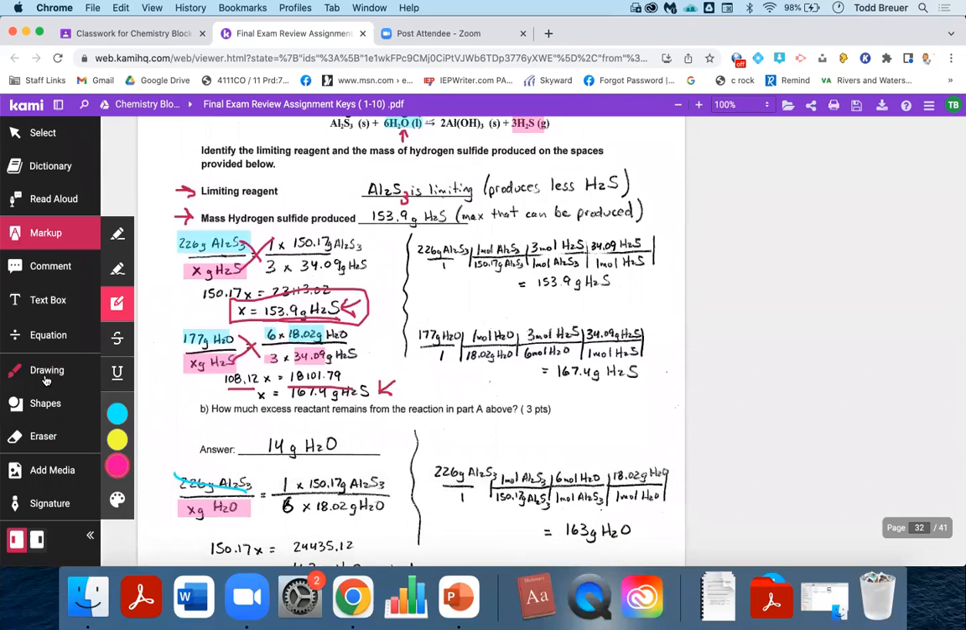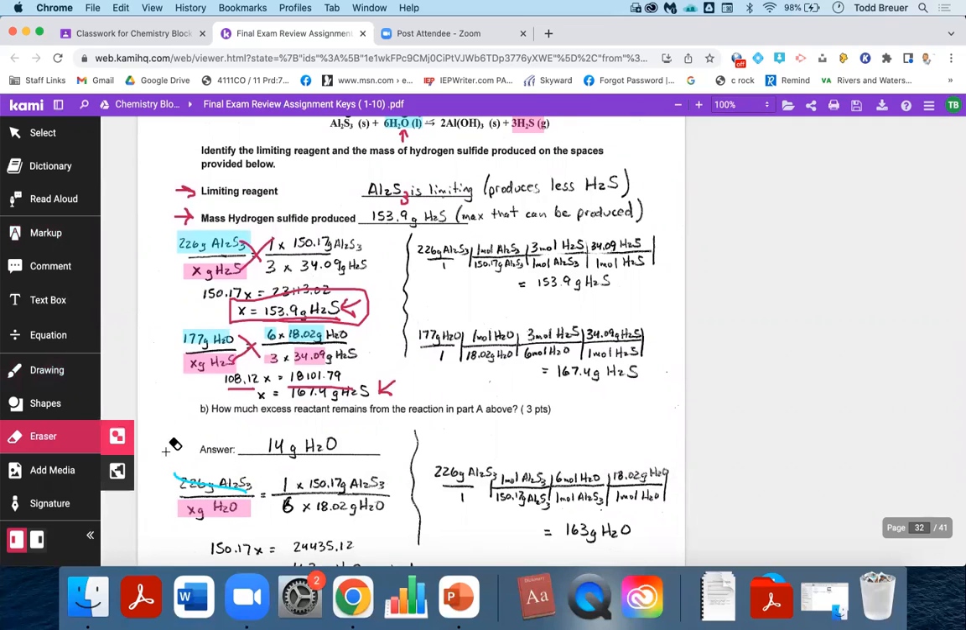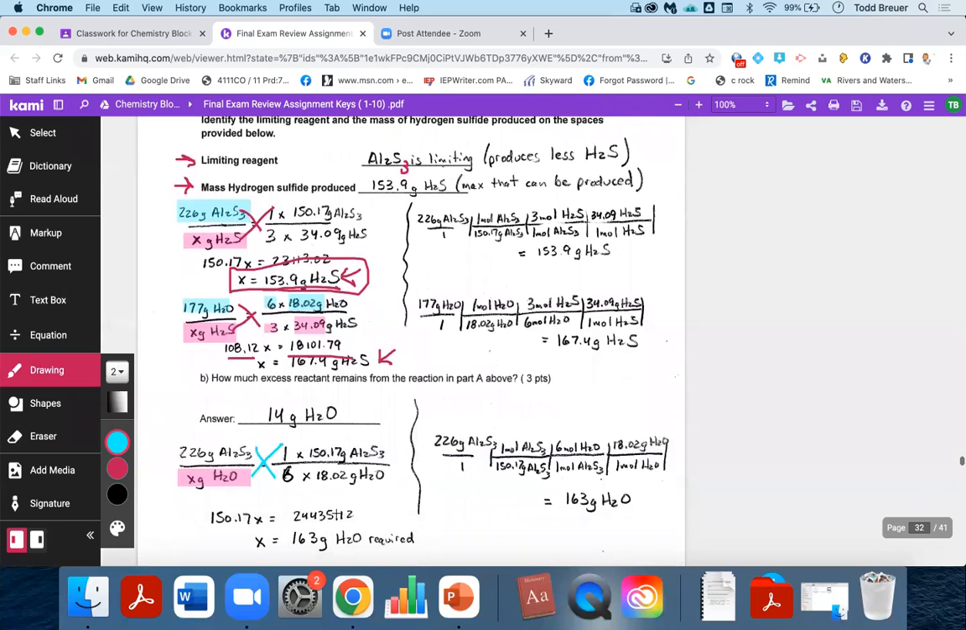So we do this Stoic problem, right? We organize given over desired, right? The desired is grams of water. We factor in on the right side the mole quantities, right? Quantities equal to 1 mole are 150.17 grams of aluminum sulfide, 18.02 grams for water. Put the coefficients in as multipliers, cross multiply, solve.